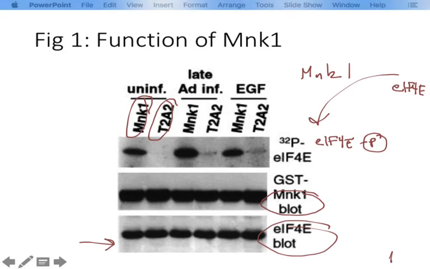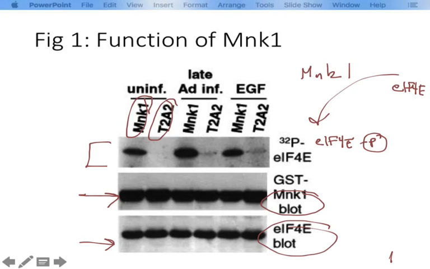Here they're measuring total levels of EIF4E by Western blot. Here they're measuring total levels of MINC1 by Western blot. This top one here is not a Western blot. There's no antibody being used. Instead, they're detecting P32 EIF4E. What does that mean? What does the P32 refer to?